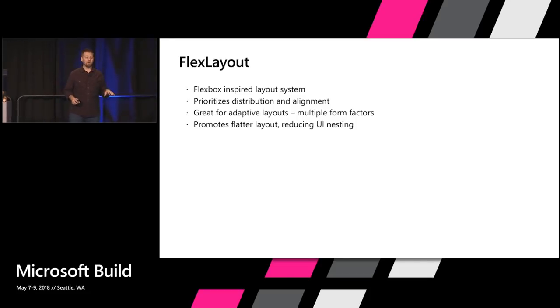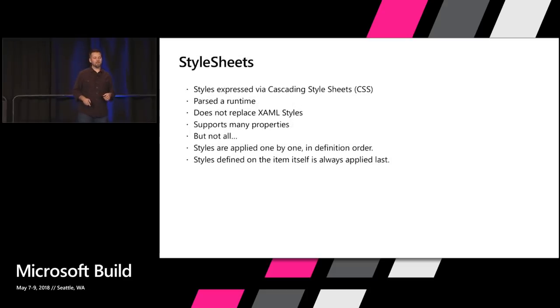So with Flex Layout, if you use these properties and controls I'll show you, you can achieve a very flat layout, which is going to lay out and render the first time faster. It's also going to animate better. So that's really cool. And along with that comes style sheets. So these are cascading style sheets, CSS. A couple of things to note about style sheets.